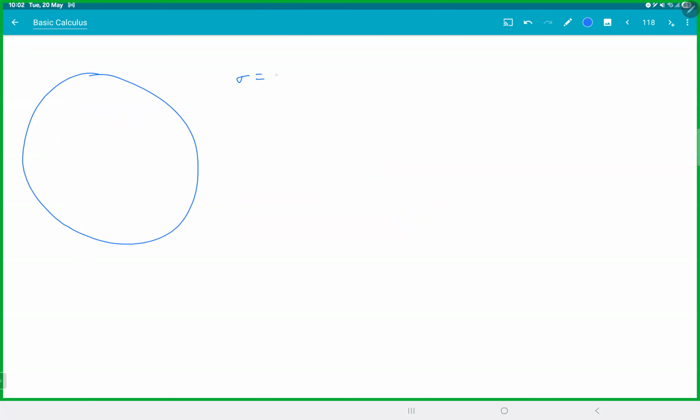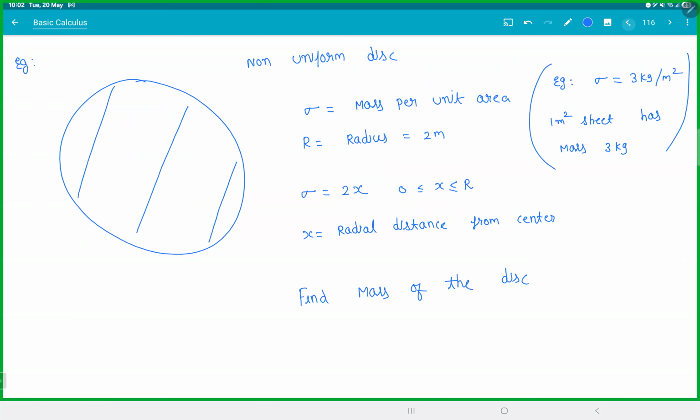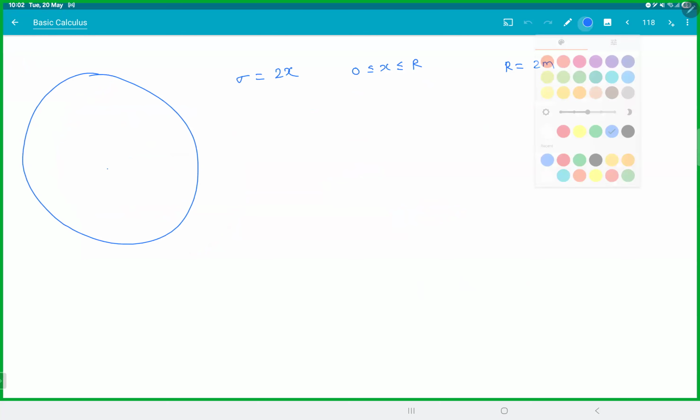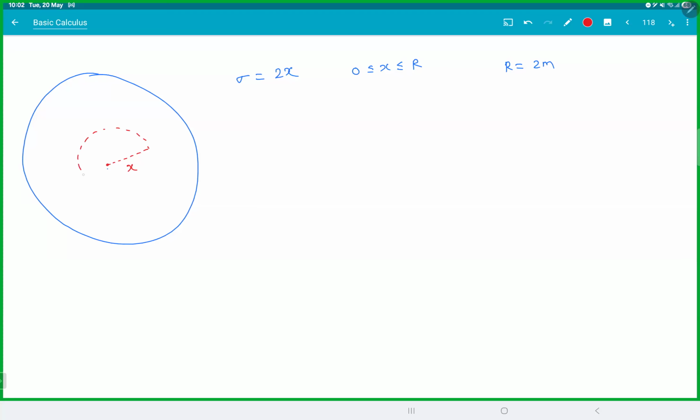So we have sigma is equal to 2x, and x is less than r. And radius is given actually. R is 2 meters. Perfect. So how do we do this problem? Same story. The moment you see a disk, you choose an element at a distance x. Choose an element of thickness dx.